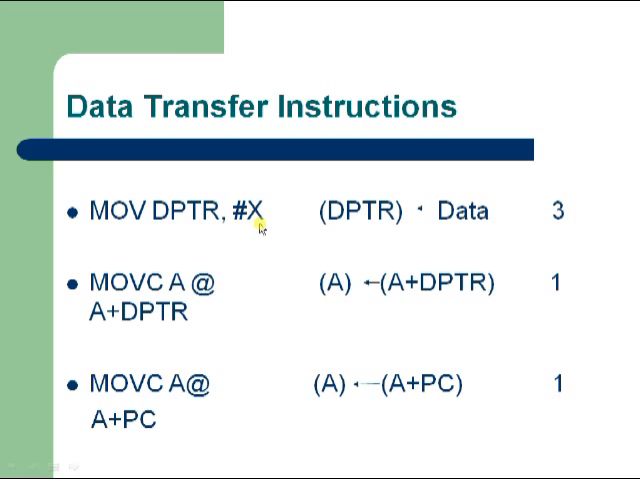Now MOV DPTR, #x. DPTR is the data pointer. This immediate value will be stored inside DPTR, and it is a 3 byte instruction, as we know that DPTR is a 16-bit register.